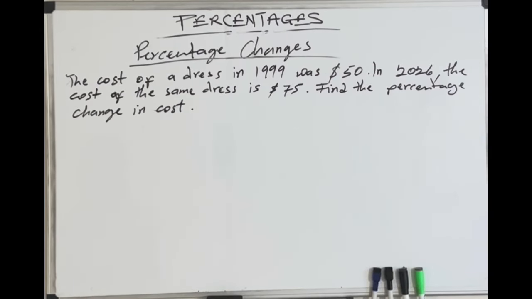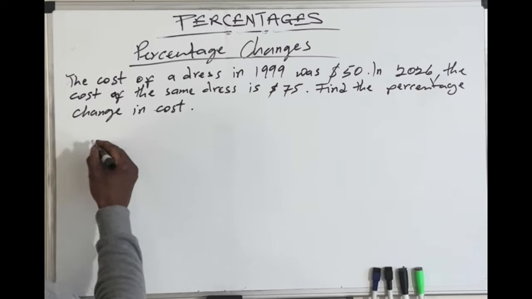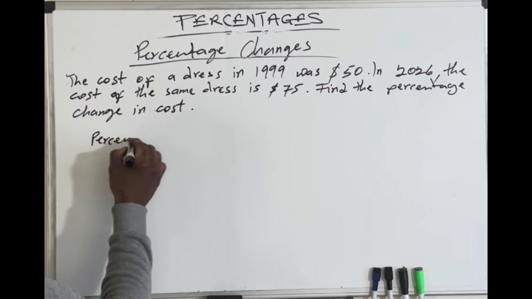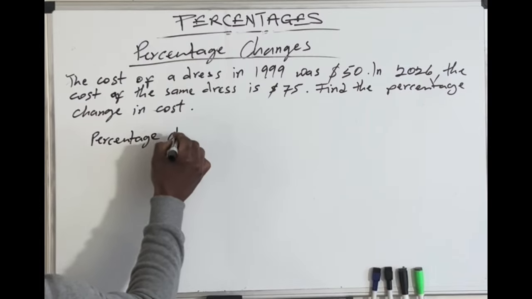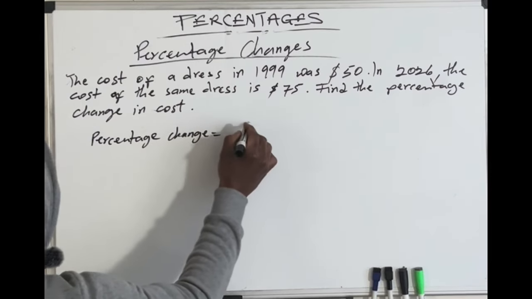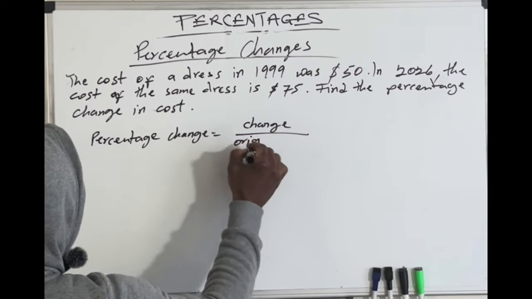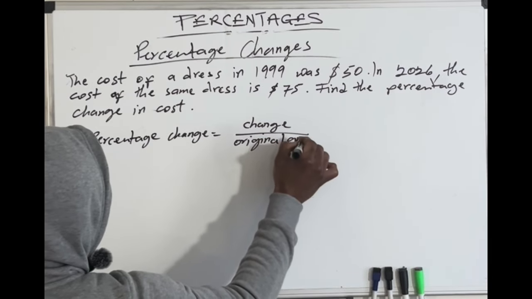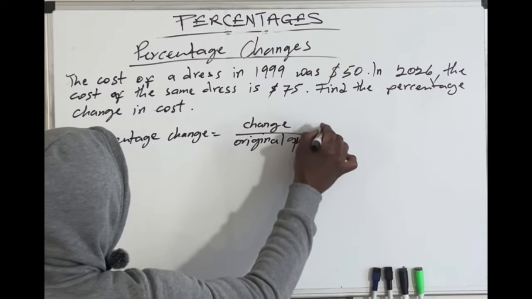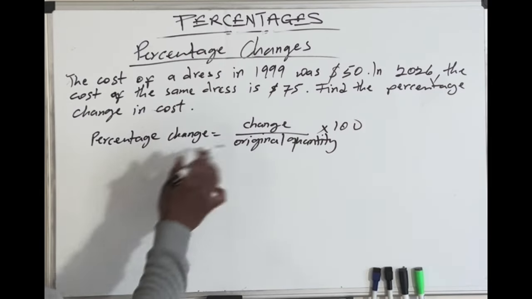We have a question here. The cost of a dress in 1999 was $50. In 2026, the cost of the same dress is $75. Find the percentage change in cost. So we are following that formula, which is percentage change is equal to the change over original quantity times 100. So what is the change?